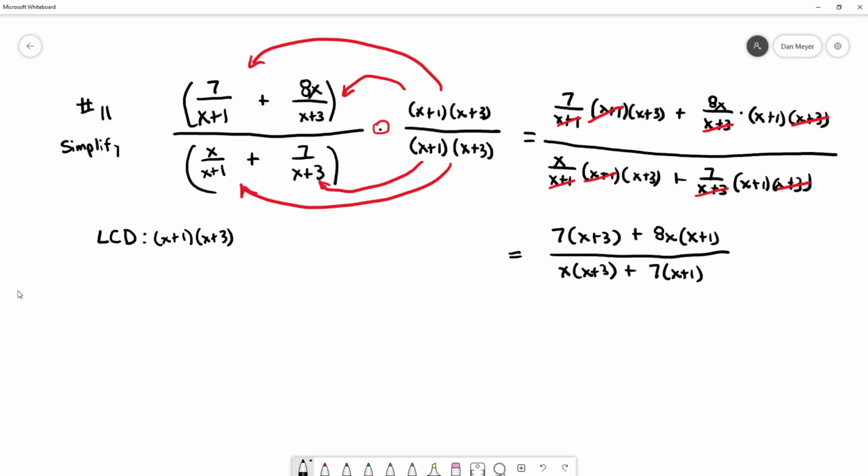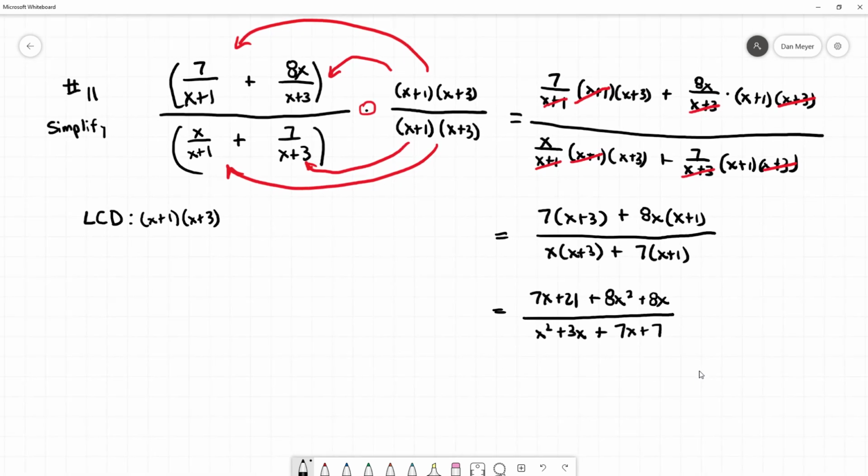And we can continue to simplify. I'll go ahead and get rid of the parentheses. When I distribute the 7 through, I have 7x plus 21 there. When I distribute the 8x through, I have plus 8x squared plus 8x. On the bottom, we end up with x squared plus 3x when I multiply out the first bit, and then 7x plus 7 when I multiply out the second bit. They were nice here and didn't give us any wonky fractions.